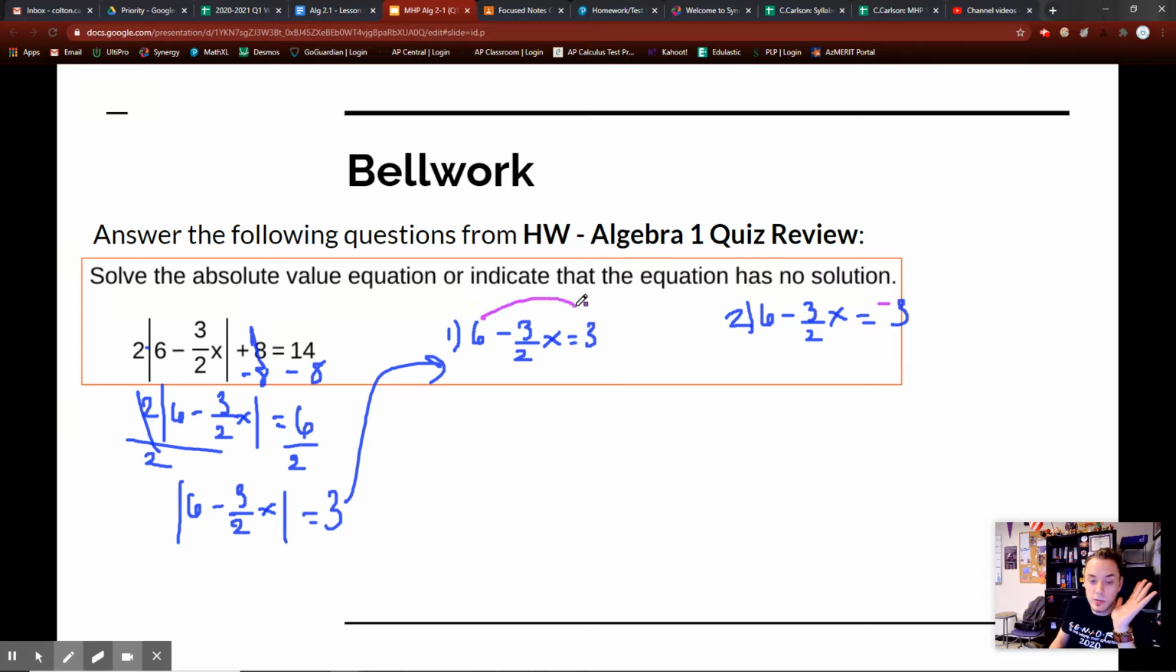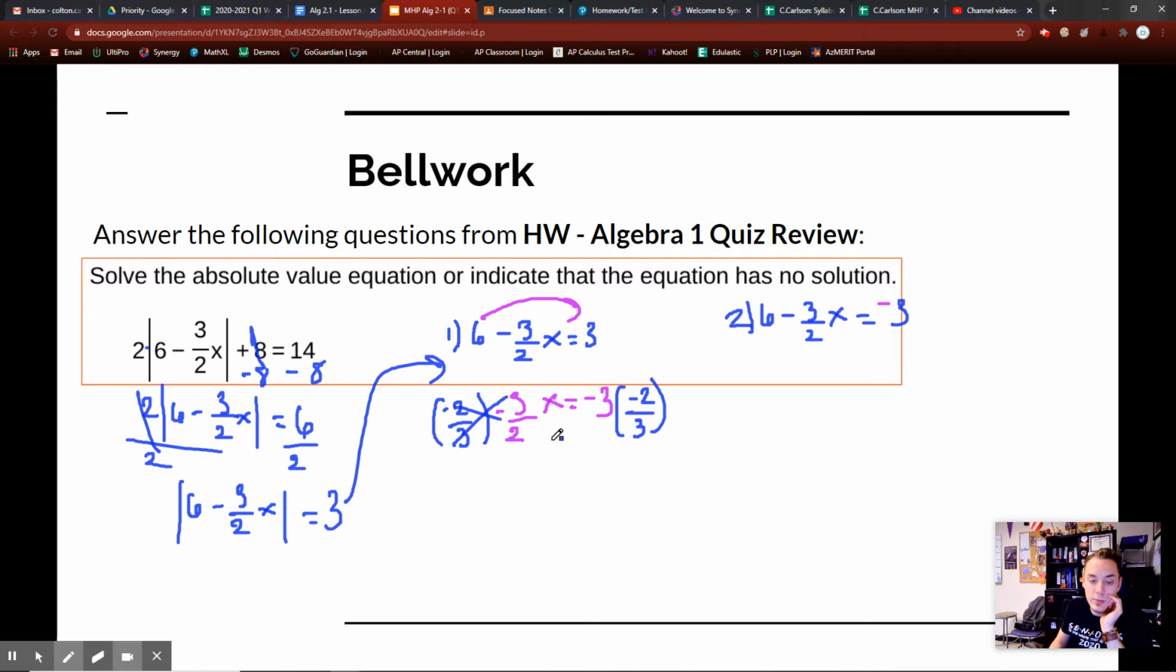Now, I'm going to subtract the 6 over. All this junk is going to stay the same. Subtract the 6 over. This will be negative 3. Now, I need to multiply by the reciprocal, so negative 2 all over 3. What I do to one side, I must do to the other.